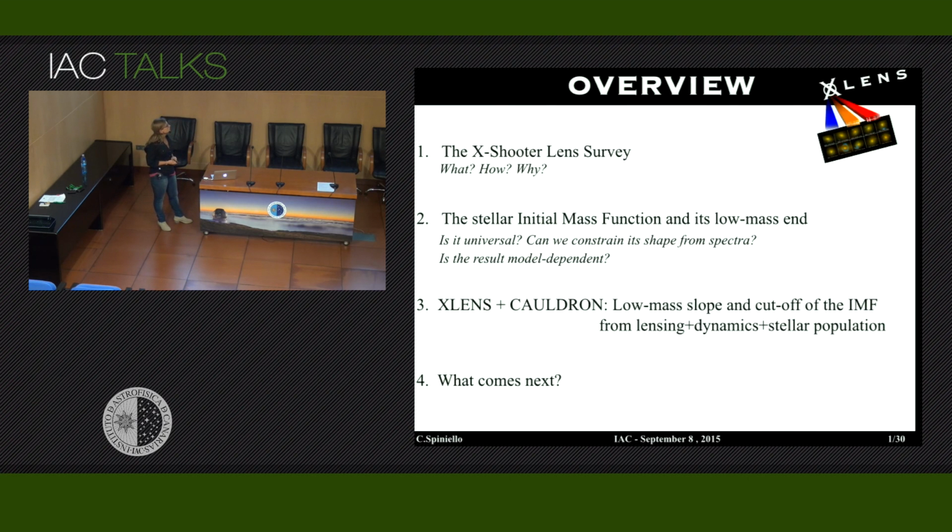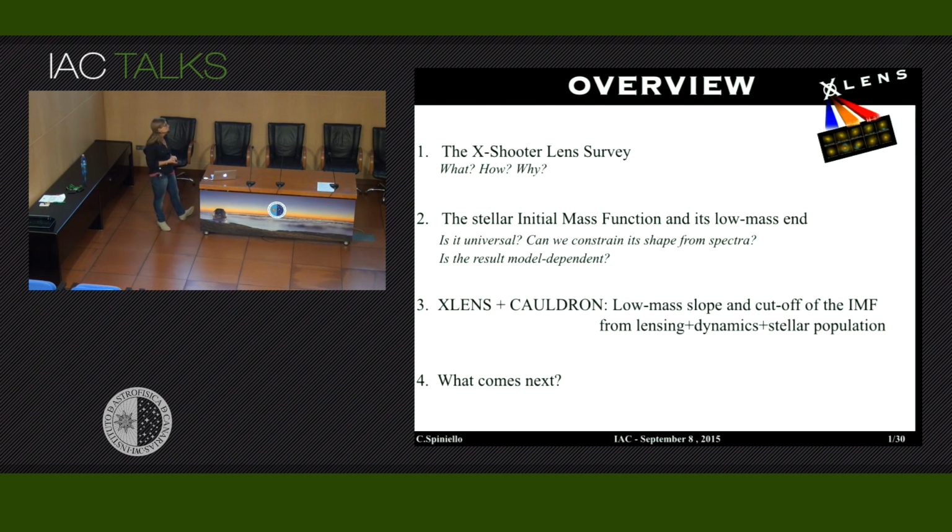In particular, I will focus on how to constrain the initial mass function, its low mass end and cutoff mass, directly from galaxy spectra of early type galaxies, the most massive early type galaxies in the universe. And then hopefully I will have some time to talk to you about a new project that I started in collaboration with Matteo Barnabe at DARK, Copenhagen.